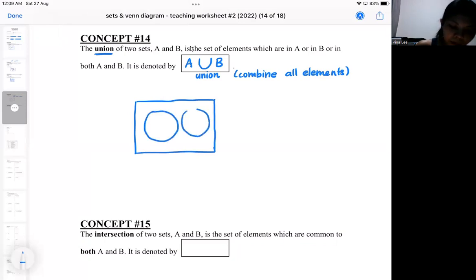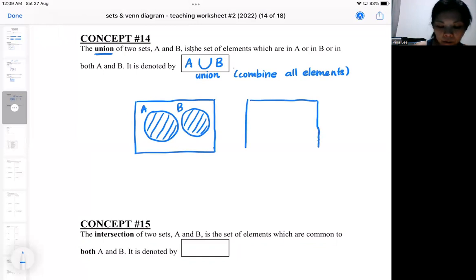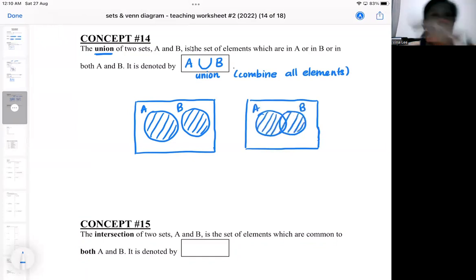For example, I combine A and B. I can combine like this, so all the elements will be combined. Later in the third teaching worksheet, there is a shading idea. When we want to combine all the elements, it's everything inside. It's simply everything. So union is like we just combine all the elements.